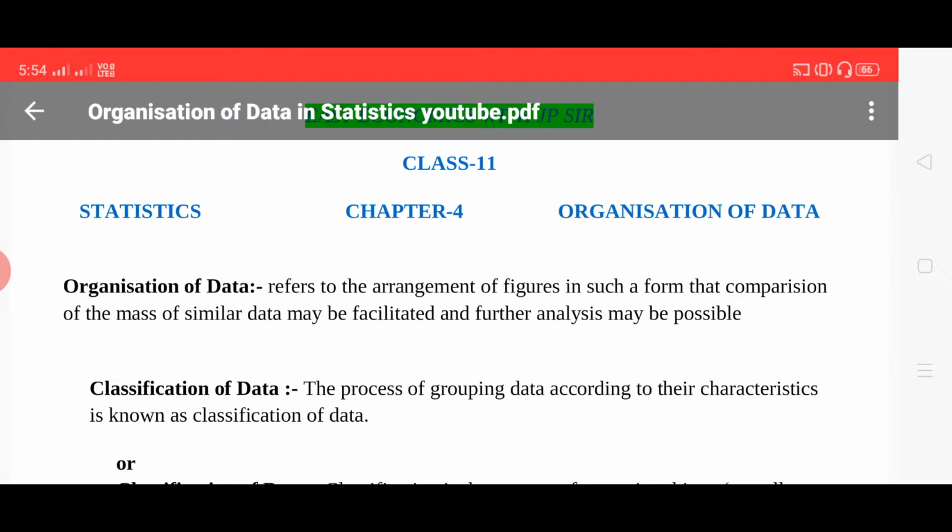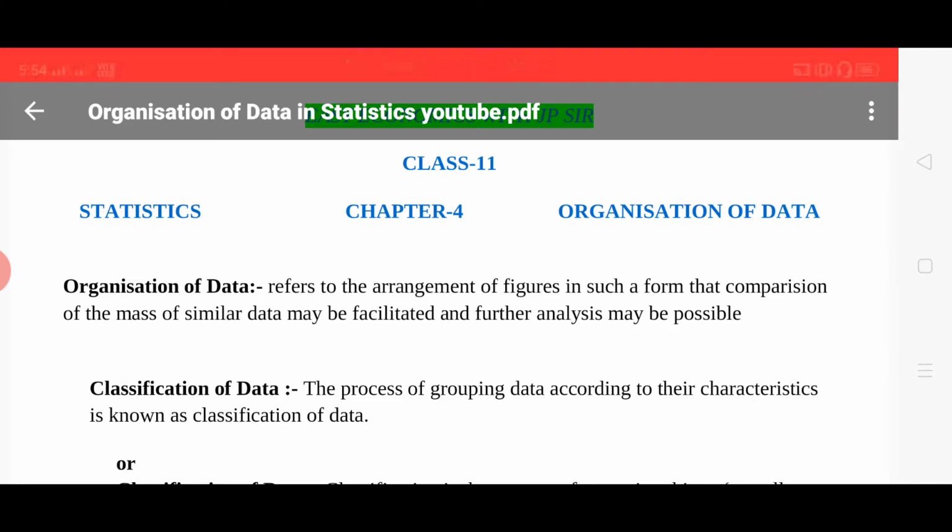What does organization of data mean? Organization of data refers to the arrangement of figures in such a form that comparison of the mass of similar data may be facilitated and further analysis may be possible. Basically, we are collecting similar data and organizing them in a proper way so that we can make comparisons and some analysis. That is what organization of data is.